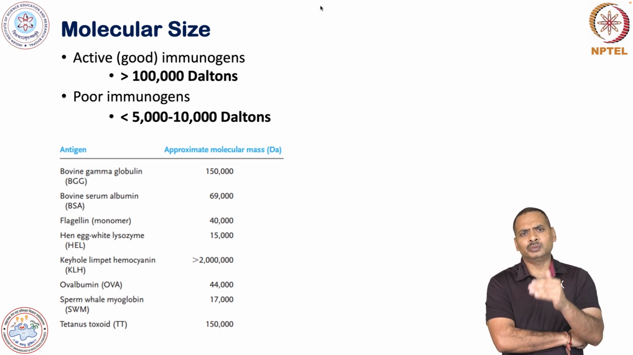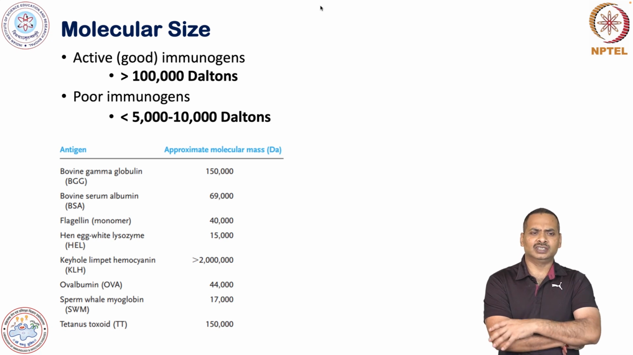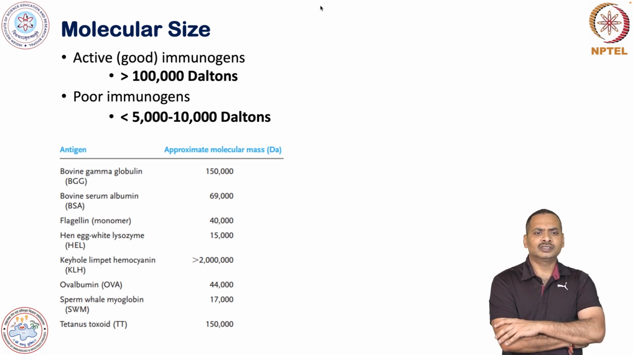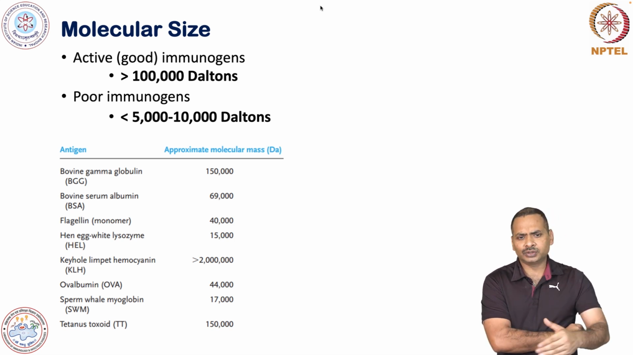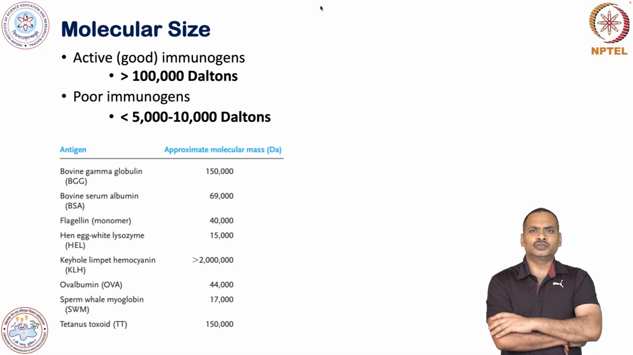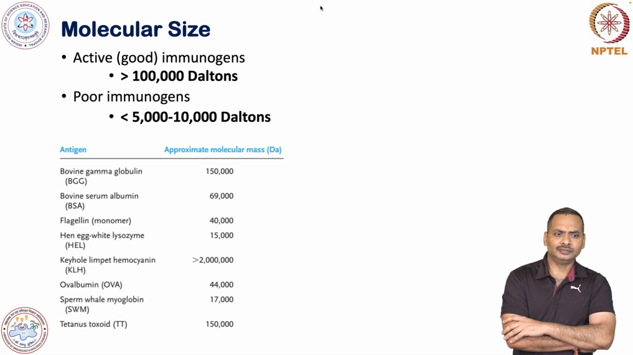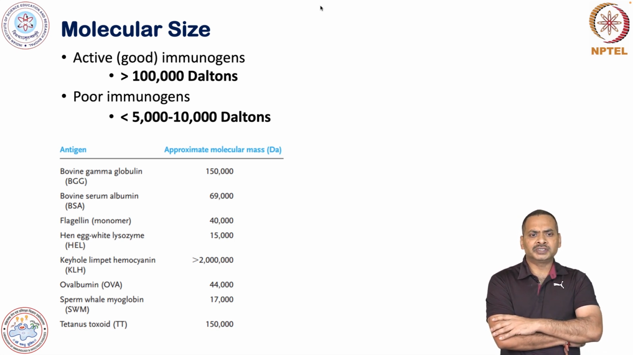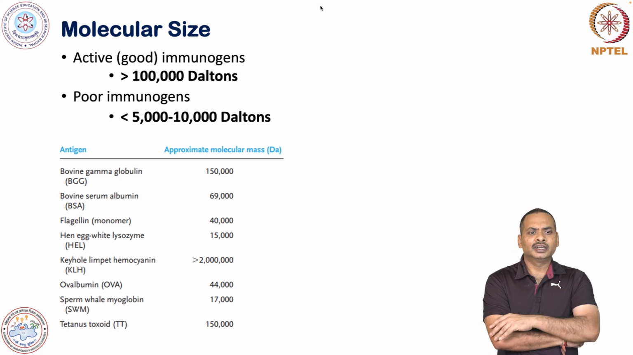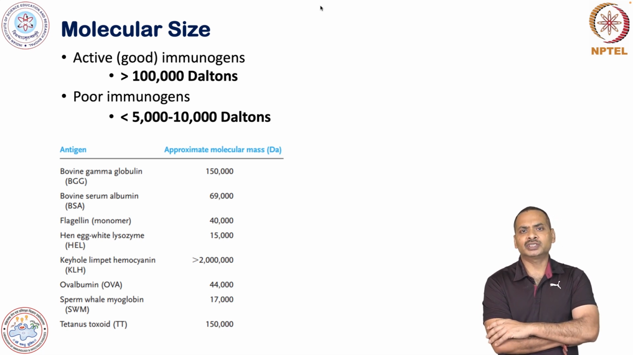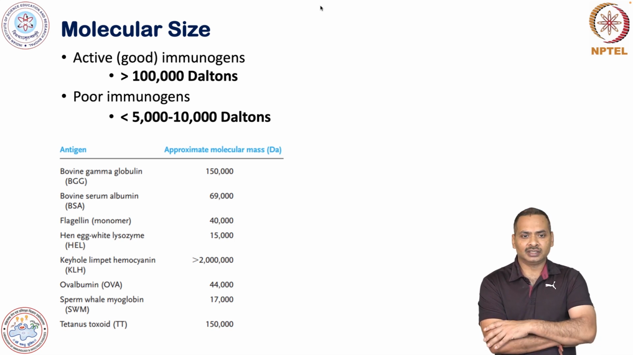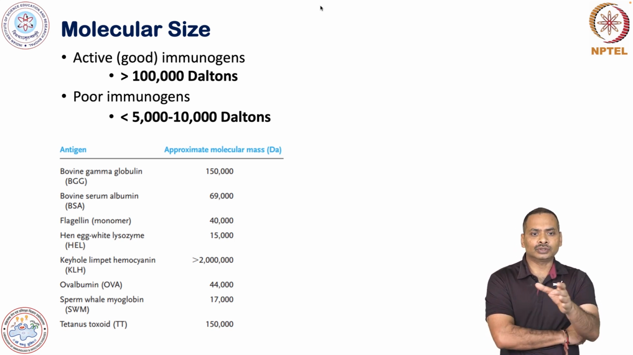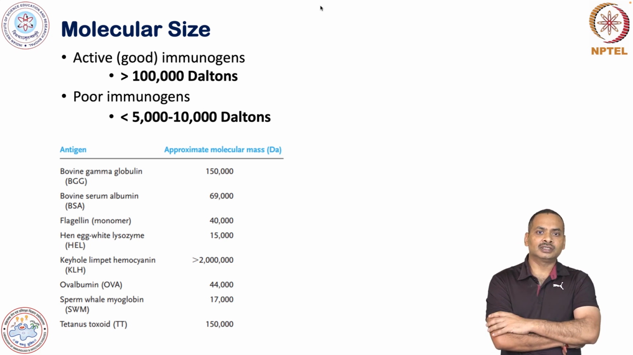Flagellin is not so commonly used, but people do use it. Its molecular weight is 40 kilodalton. Hen egg white lysozyme is also quite commonly used. This is about 15 kilodalton. Another molecule which is quite commonly used is keyhole limpet hemocyanin. This is a hemocyanin protein, and its molecular weight is more than 200 kilodalton, as you can see. Oh, sorry, it's 2000 kilodalton.